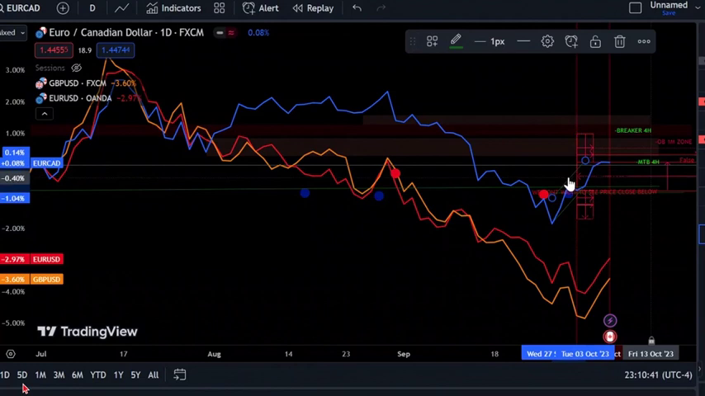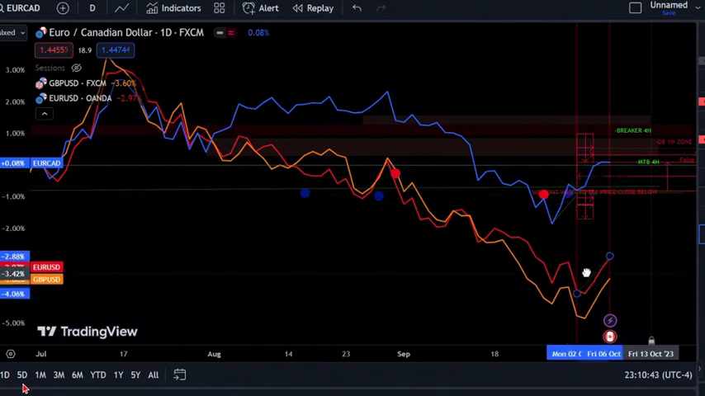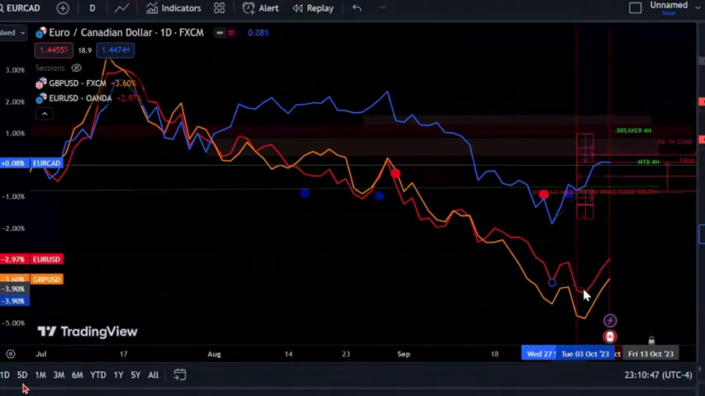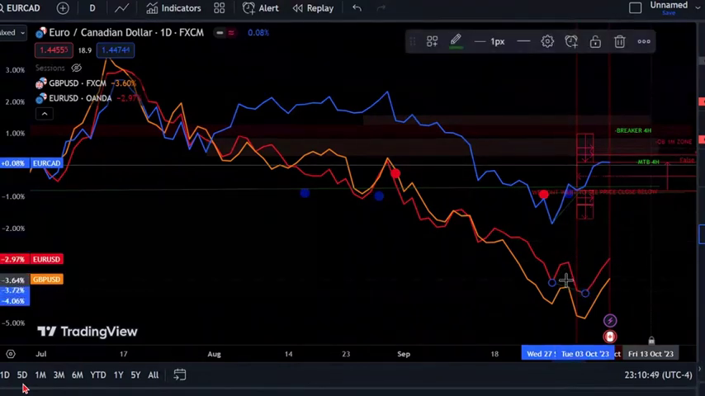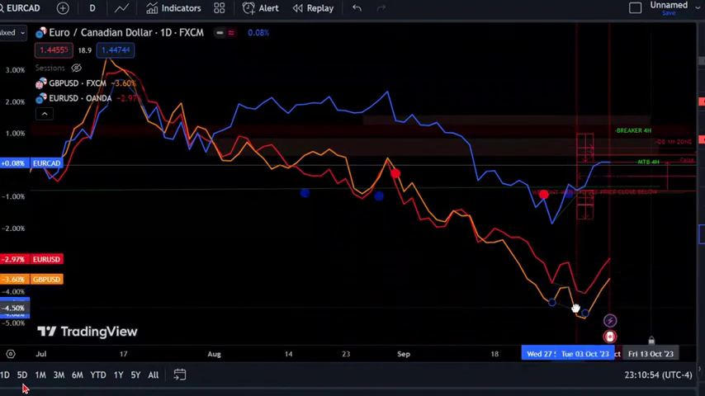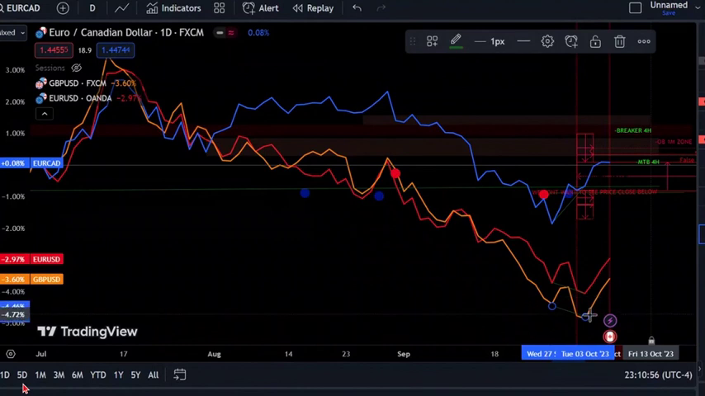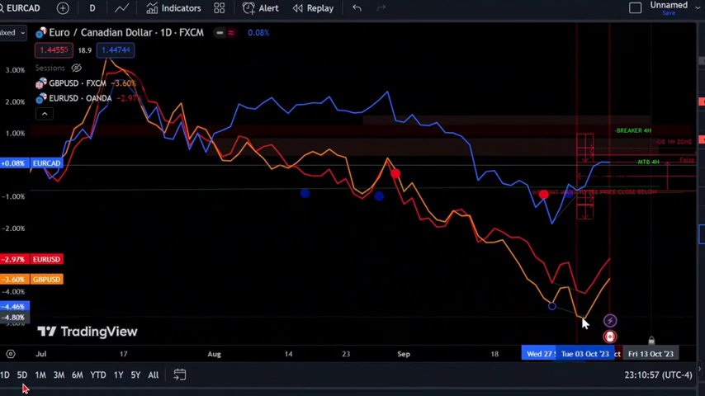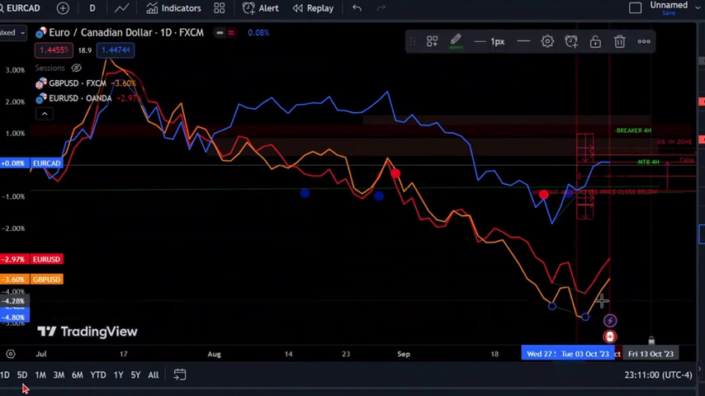Remember, those lines should be moving differently. Now put it on the low, the same low of the red. Drag it down. Boom, exactly. Now clone that line and put it on the yellow. I'm just trying to show you what bullish divergence looks like. Now, do you see why price shot up the last 2 weeks, 3 weeks? Yeah. Because this is clearly bullish divergence.